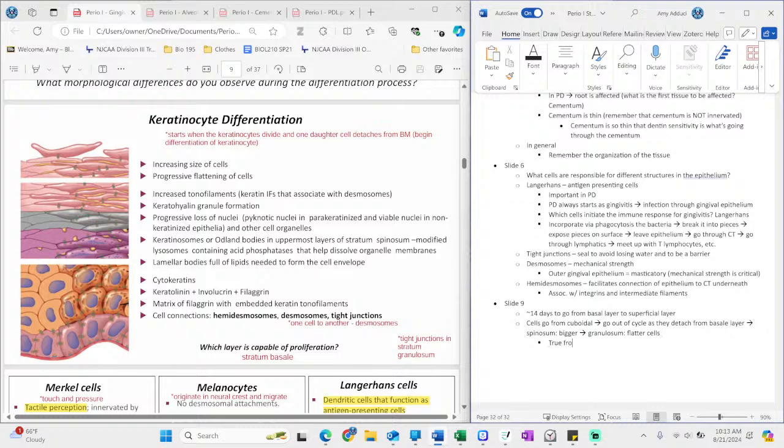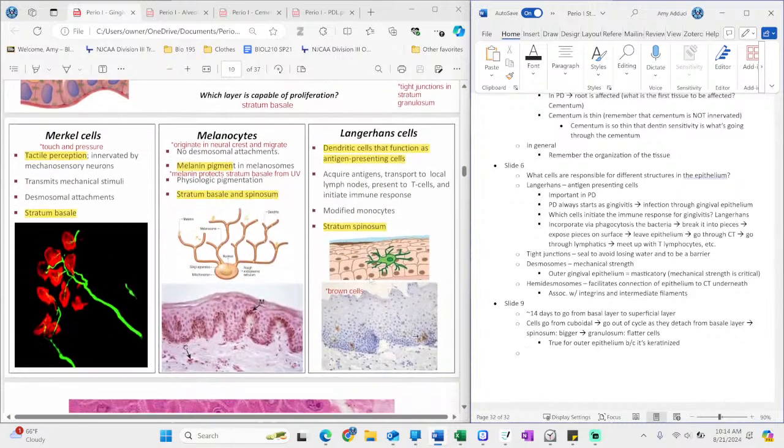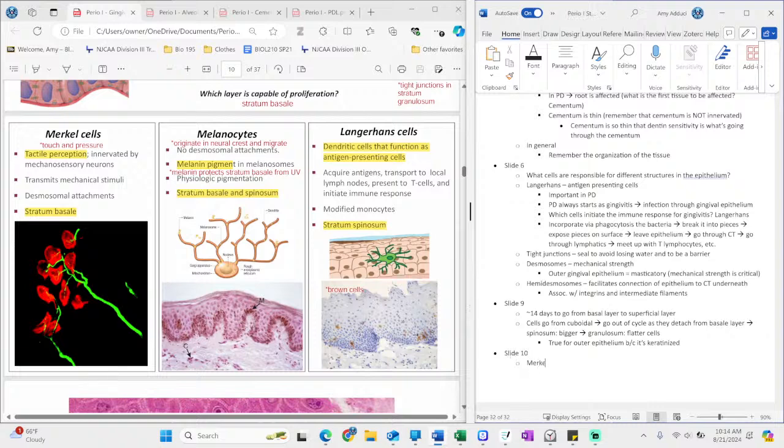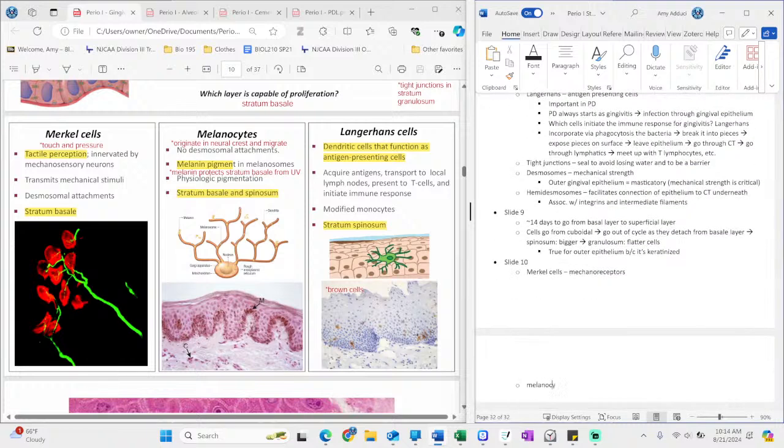The sulcular epithelium, is it involved in mastication? It's not. So, therefore, it is not keratinized. Okay? Okay, so Merkel cells are sensory cells, mechanoreceptors present in the epithelium of the oral mucosa. And the melanocytes, you remember, those are the cells that produce melanin that protect from damage from UV light.